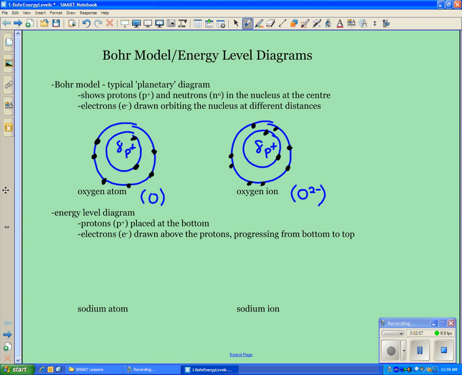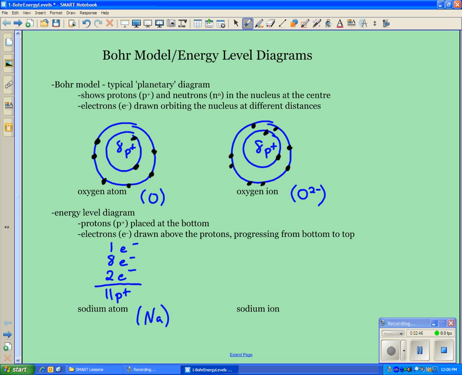An energy level diagram shows the same idea but is drawn just a little bit differently. Protons are usually placed at the bottom. Again, those represent the nucleus. And then electrons are drawn going up the diagram, moving away from the nucleus. If we did a sodium atom as our first example, sodium has 11 protons. So our 11 protons go at the bottom for our nucleus. 2 electrons would be in our first energy level, closest to the nucleus. Second energy level would have 8 electrons, and our last energy level furthest out would have 1 electron.